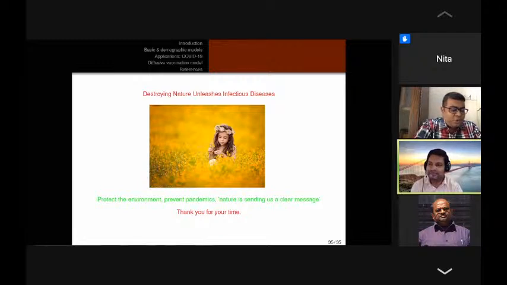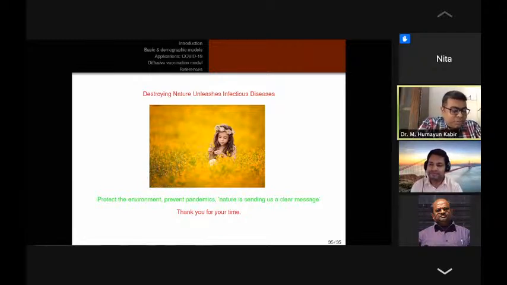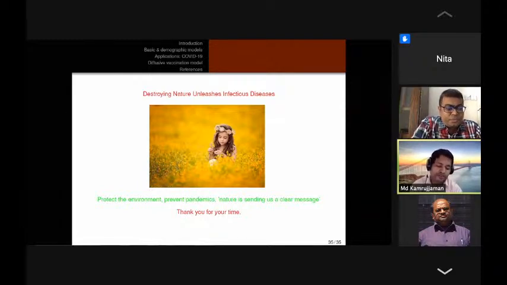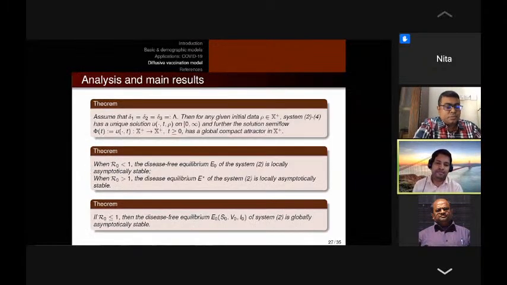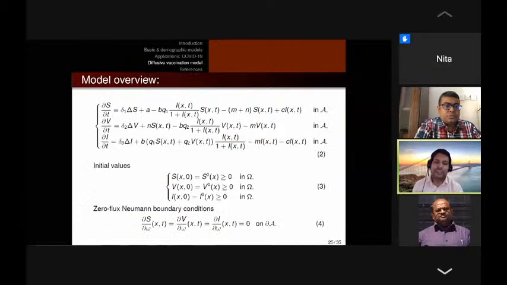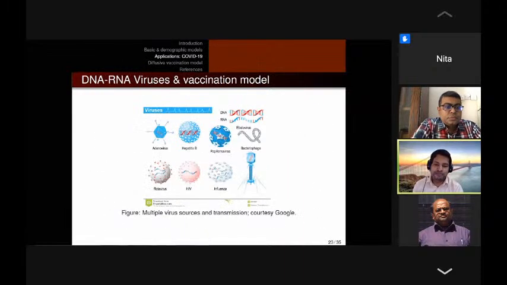Okay, next question from Tasnuba Islam: what does a vector host model look like? In a vector host model, it looks like this model that we consider here. This model can be a vector host model.